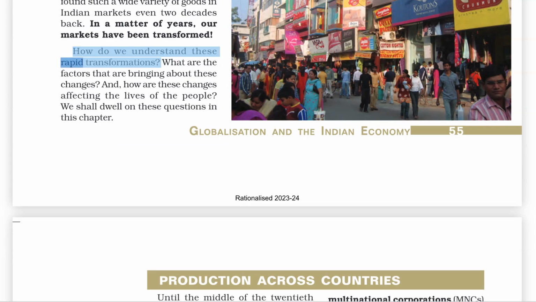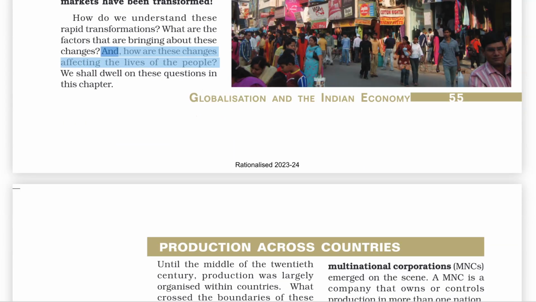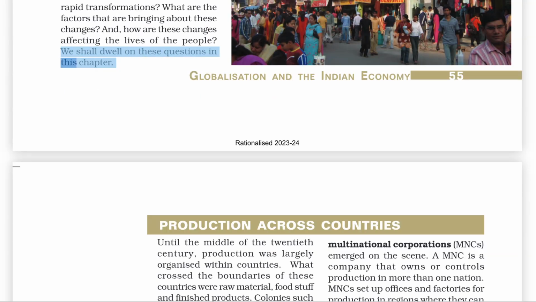How do we understand these rapid transformations? What are the factors that are bringing about these changes? And how are these changes affecting the lives of the people? We shall dwell on these questions in this chapter.